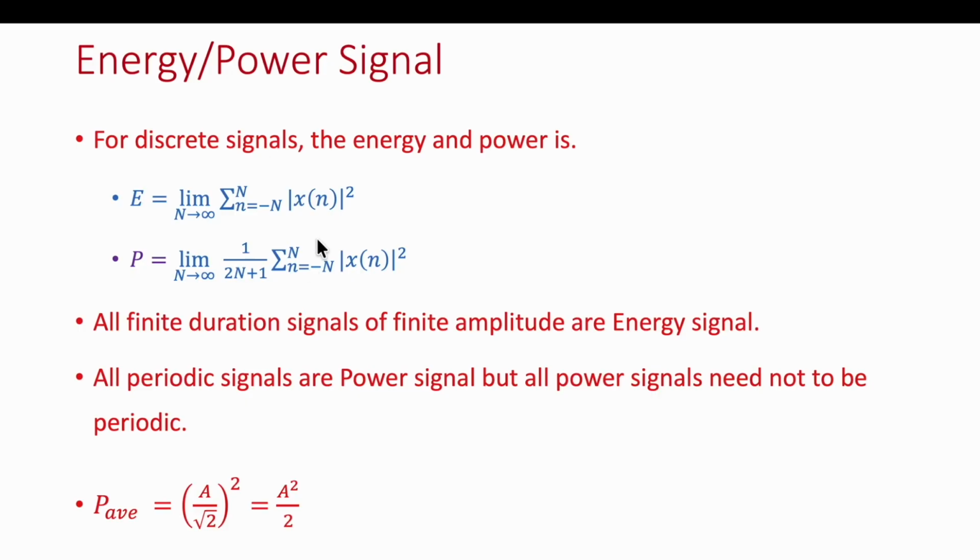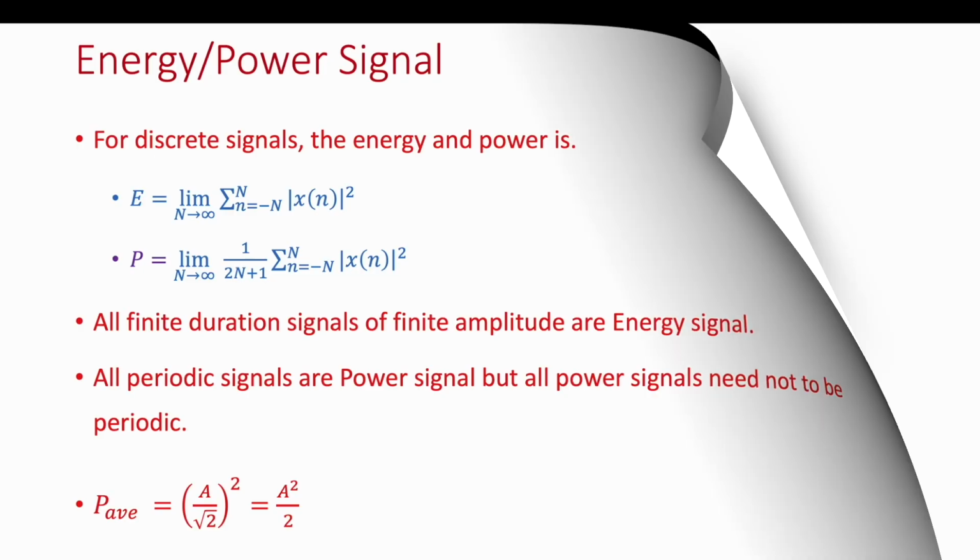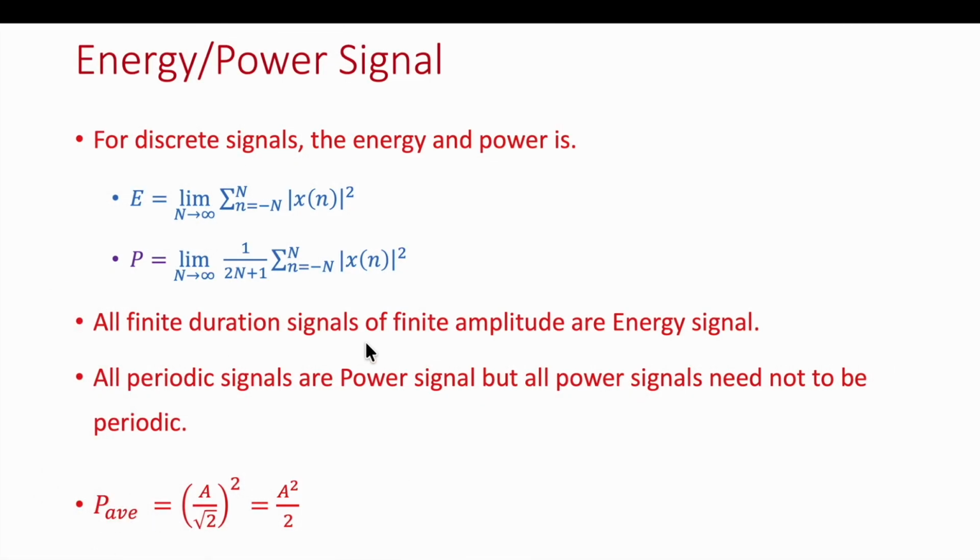If the signal is of finite duration, then you need to remove this limit and insert the range from the starting value to the ending value of the signal, maybe from -2 to 5, or from any value where the range of the signal lies. You need to insert the limits of that sum. All finite duration signals of finite amplitudes are energy signals. Note this point, it is very important.